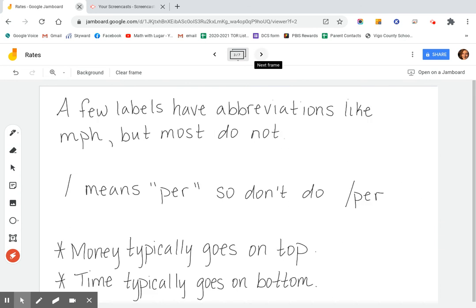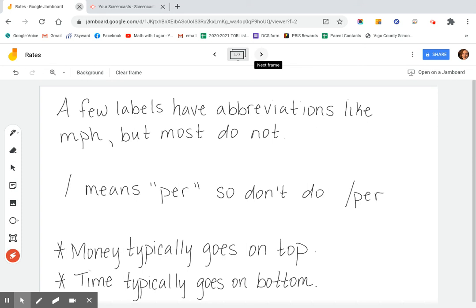Some do have their own little abbreviation, like miles per hour is common enough that you can put MPH and everybody knows exactly what that is. Or MPG, miles per gallon. There's things like that that everyone knows, but a lot of them don't have their own abbreviations, so you just need to write out the labels.